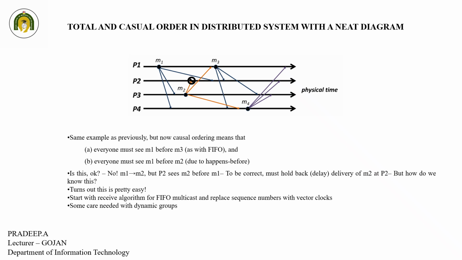So here in this example we can see M1 is received by the M2 but P2 sees the M2 before the M1. To be correct, it must hold back and delay the delivery of the M2 at P1. So M3 as in the FIFO, M1 before the M2 due to happens before.